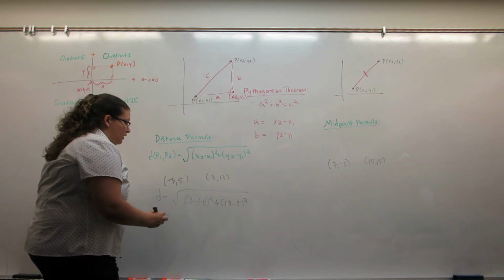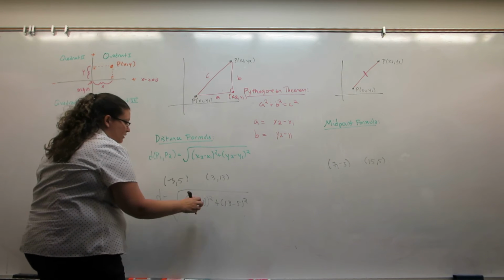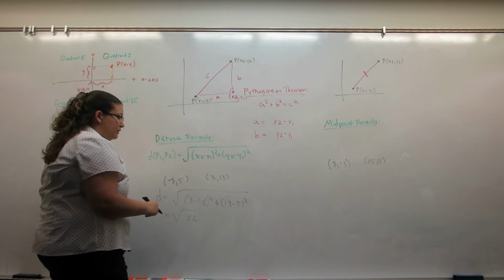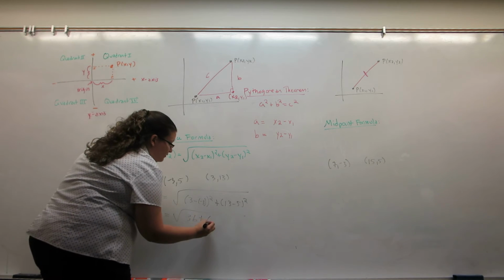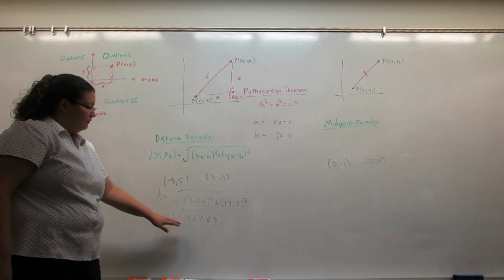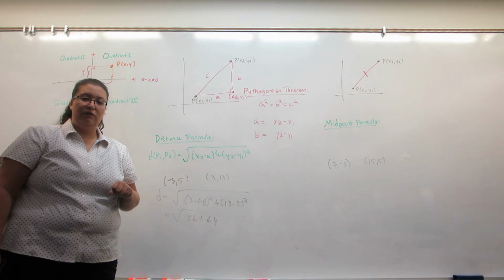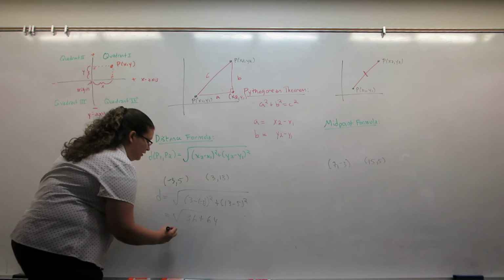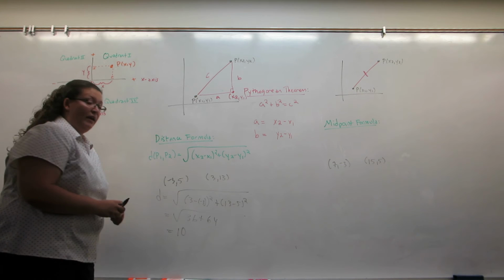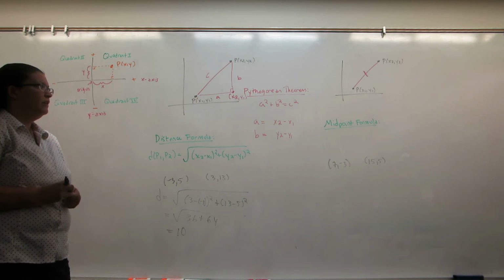3 minus a negative 3 is 6. 6 squared gives me 36. 13 minus 5 is 8. 8 squared gives me 64. So I have the square root of 36 plus 64. 36 plus 64 is, of course, 100. And its square root is 10. So I get a distance of 10.